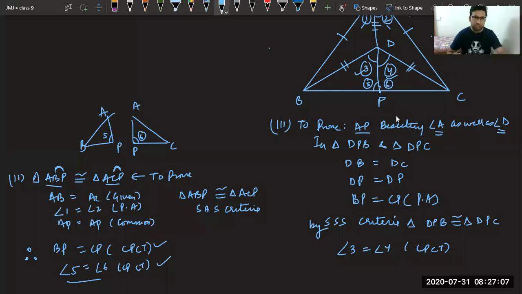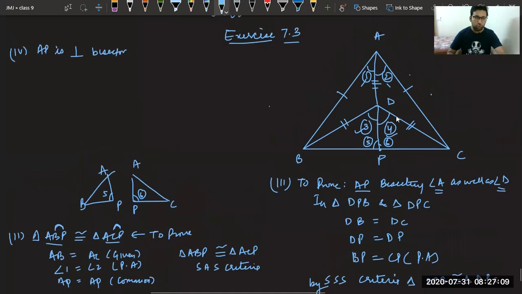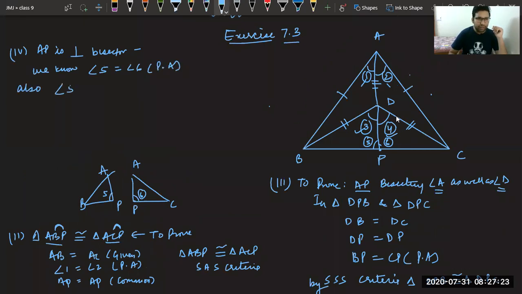Okay, sir. Now see, to prove AP as perpendicular bisector, we will take angle 5. We know angle 5 equal to angle 6 proved above. Also, we know that angle 5 plus angle 6 is equal to 180 degree for a simple reason known as linear pair of angles. They are forming a straight line. Therefore, we can say this thing.